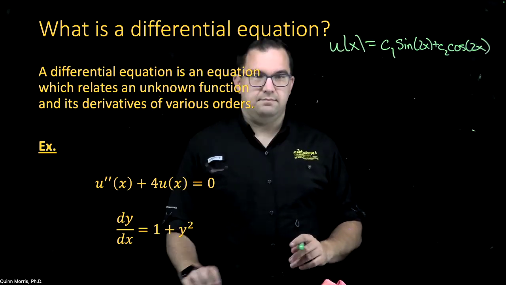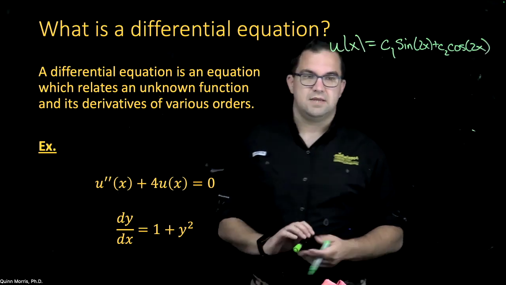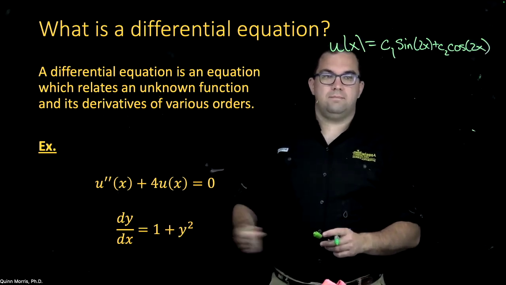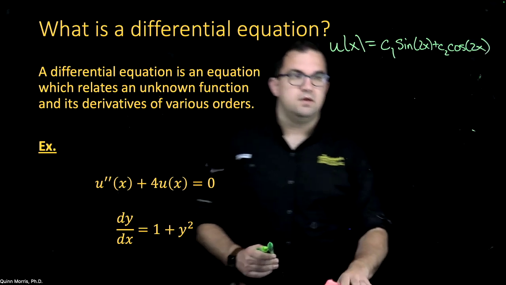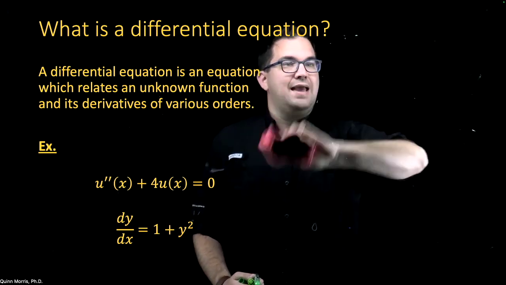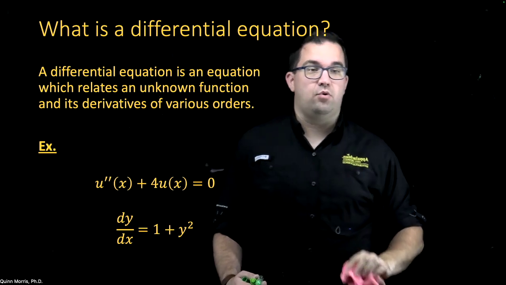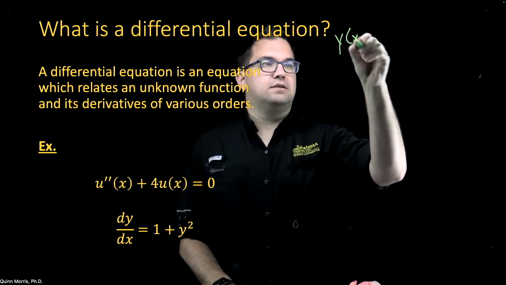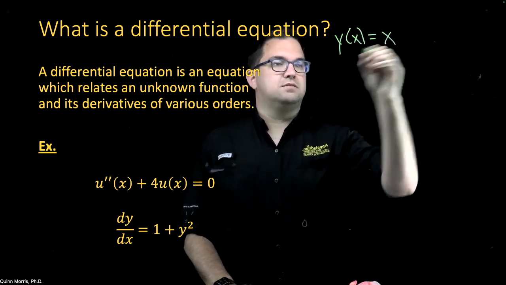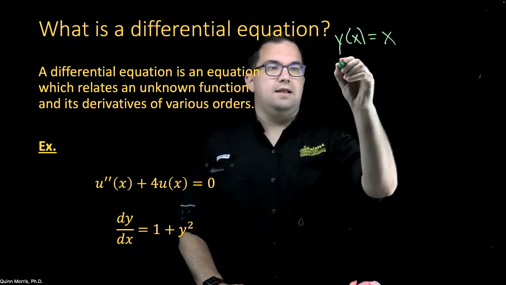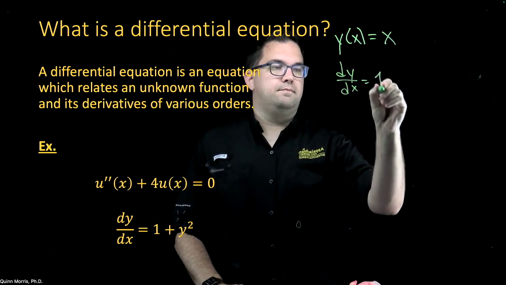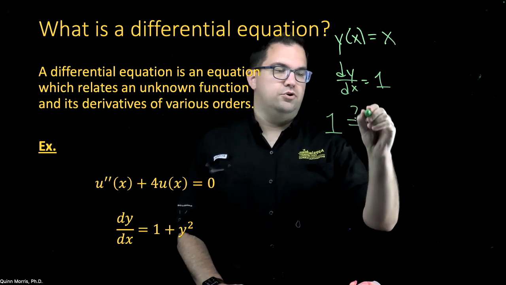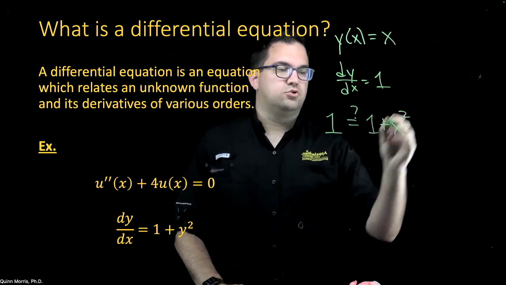The second differential equation says I'm looking for an unknown function y whose derivative is equal to 1 plus that function squared. Again, if I give you a candidate, you can check whether or not it is a solution. For example, is y of x equal to x a solution? Well, dy dx would then be 1. And so plugging it in, you would be asking, is 1 equal to 1 plus x squared?